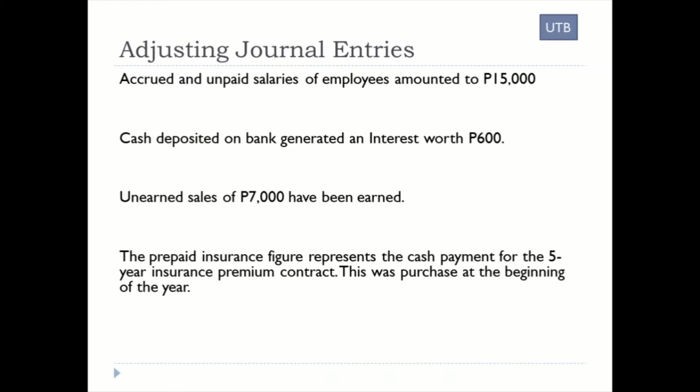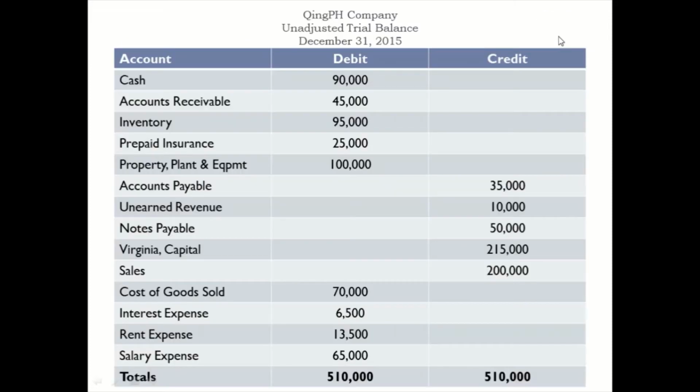Okay? So, let's take the first adjustment. It says that there are accrued and unpaid salaries of employees amounted to 15,000. Simply telling us that for that particular period, meron tayong kailangan pang pasahurin na mga empleyado, but hindi natin pa mapapasahod kasi perhaps ang kanilang salary ay matatanggap pa nila sa susunod na buwan or sa susunod na week, na sakop na ng ibang taon kasi yung ating trial balance ay only good for December 31, 2015.